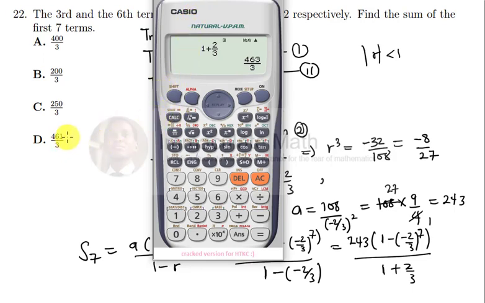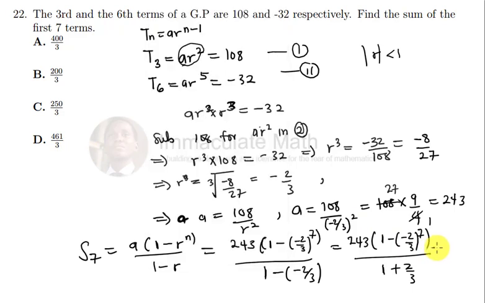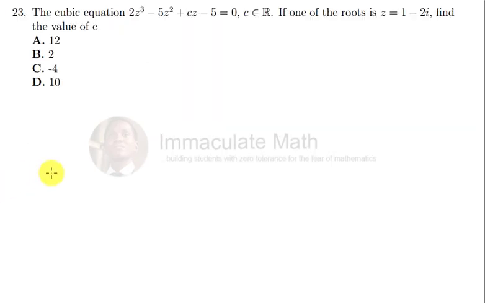The answer could have been this, but because of a typo error, the answer is 463 all divided by 3. This should have been 3, not 1. So we have this to be our result. I hope you understand the idea. Now let's move on to the next question.